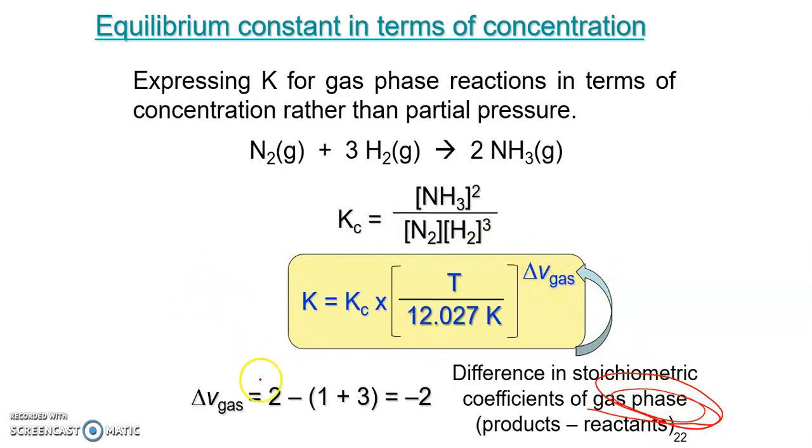So here, given this equation, the production of ammonia, we take the gas phase products minus reactants. Now we have 2 moles of ammonia, so we write 2 minus 1 mole of nitrogen, plus 3 moles of hydrogen. So that's why we have negative 2. This is how we determine the stoichiometric coefficients of the gas, in this case the production of ammonia.